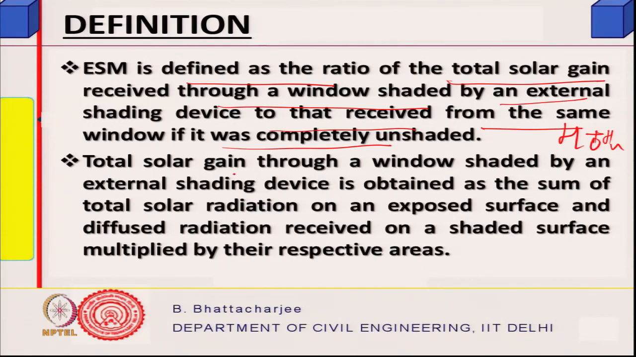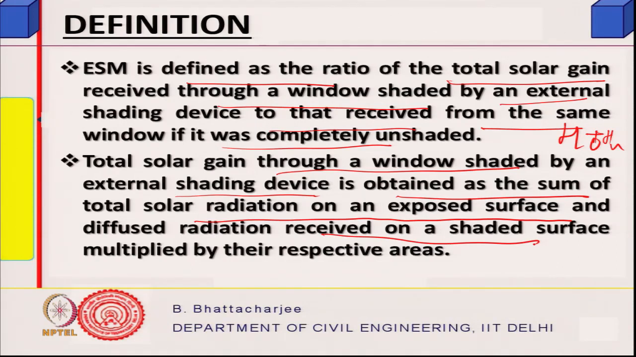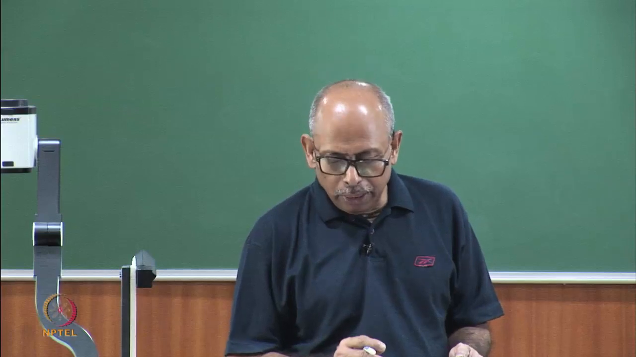So, how do we calculate this? This is what we like to look into. The total solar gain through the window shaded by an external shading device is obtained as a sum of total solar radiation on the exposed surface and also diffused radiation received on the shaded surface, multiplied by their respective areas. So, total energy gain we would like to look into.